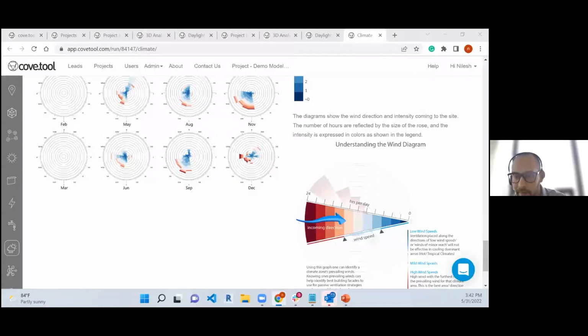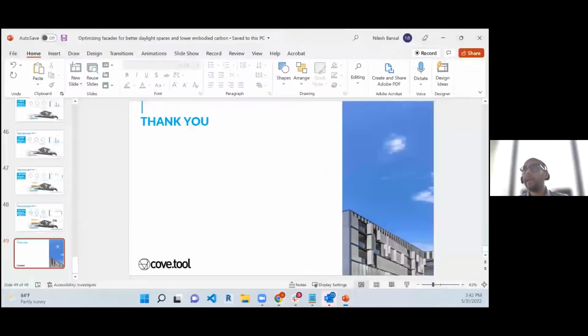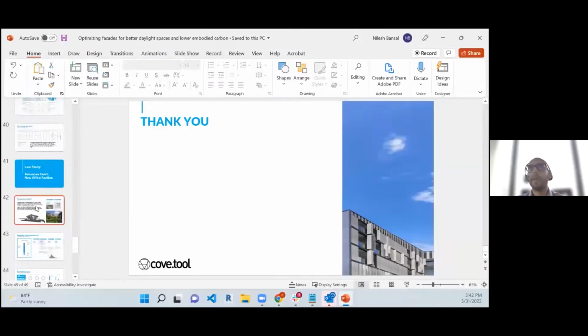Also, Neelesh, there are 4 new questions on the chat. Perfect, I see them. So one of the questions that I'm seeing is, do you know if the app is integrating AI for the analysis? If so, is there a function that gives you the most efficient window to wall ratio options instead of having to test multiple options? So that's a great question. And I'm going to go back to the slide about optimization to elaborate on that piece.